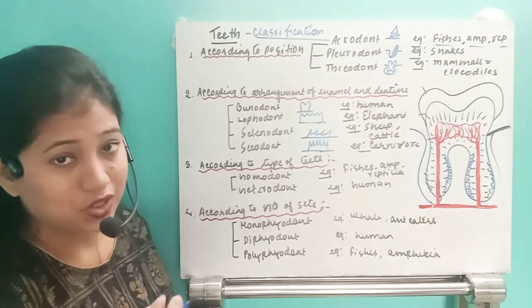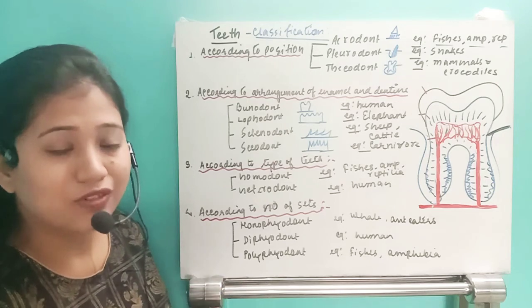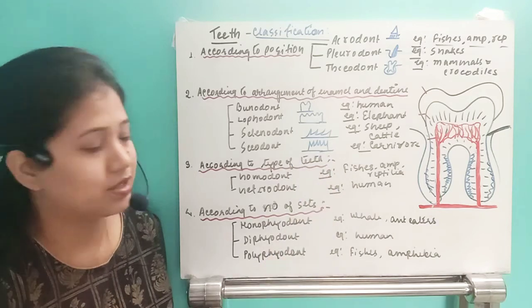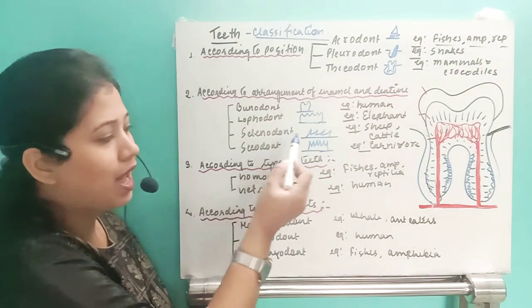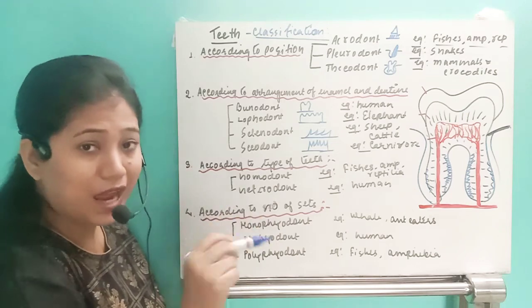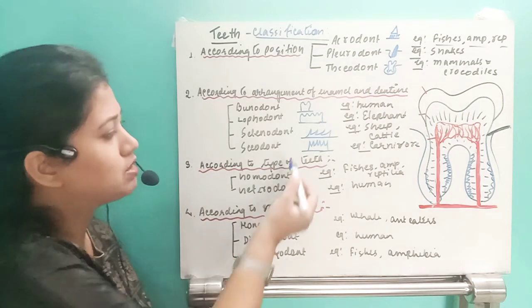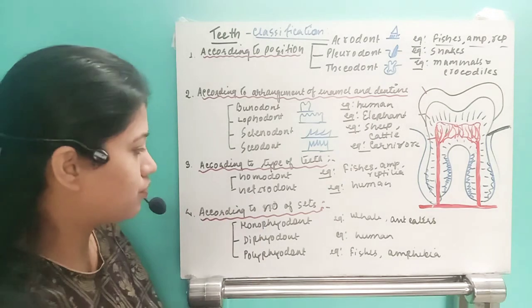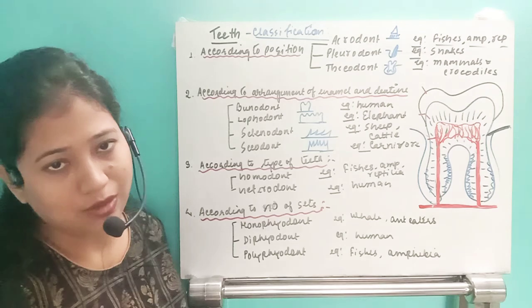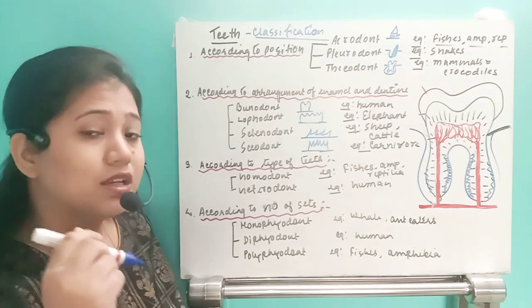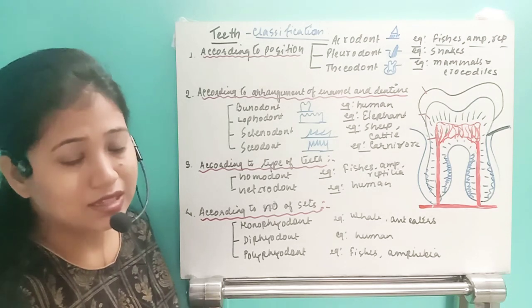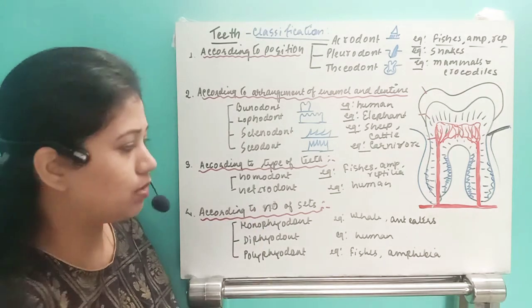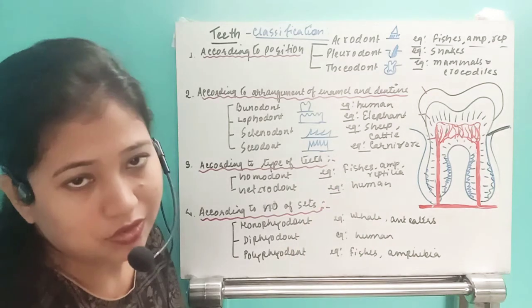Normally the carnivores, which are tearing the flesh of the prey, have the secodont type of teeth. Okay, carnivores will have secodont, and herbivores, which are grinding the food in the case of grazing animals, have the selenodont type of teeth. Next one, according to the type of teeth, we have homodont and heterodont type of teeth. If all the teeth are similar or the same in size and structure, that is called the homodont type of teeth. All teeth are similar in the case of fishes, amphibians and reptiles.